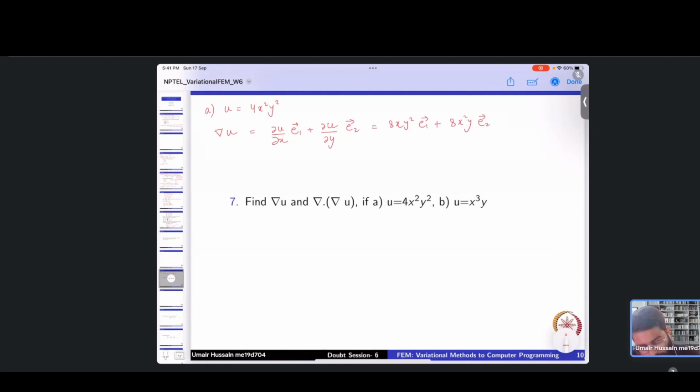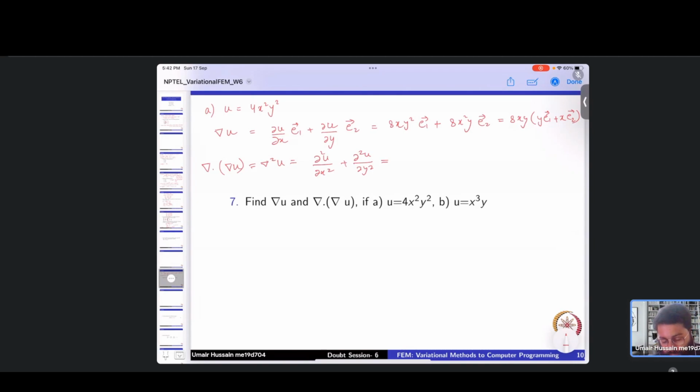We get a function as 8xy, y times e1 plus x times e2. Okay, so yeah, next we find the divergence of the gradient of u, or this is actually the Laplacian of u. Basically equals dou square u by dou x square plus dou square u by dou y square.